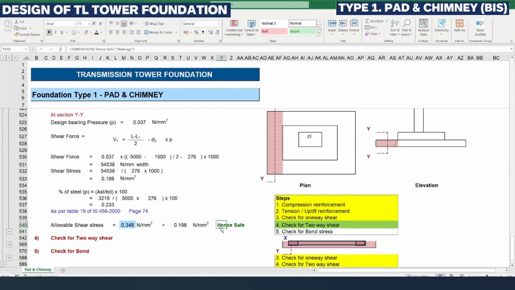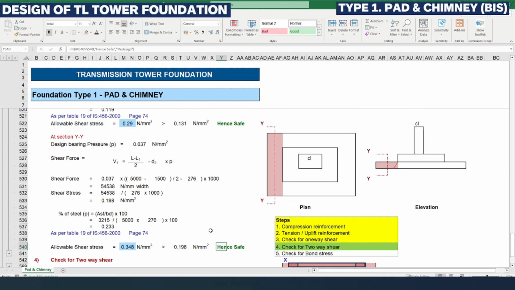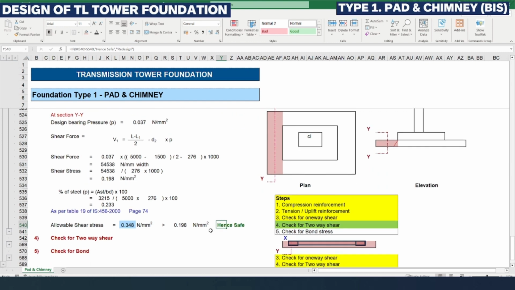So this is the one-way shear check. Next, we will go to the check for two-way shear.